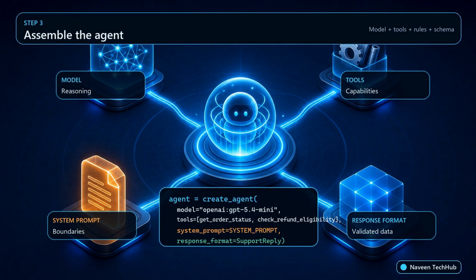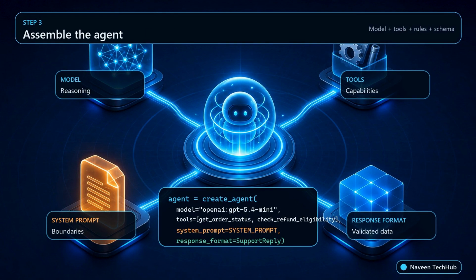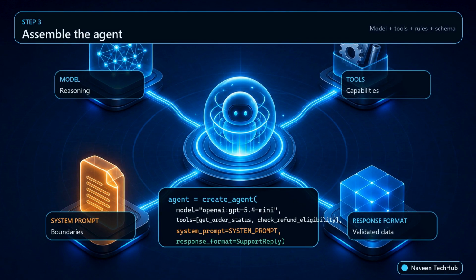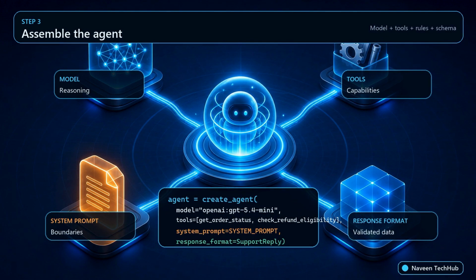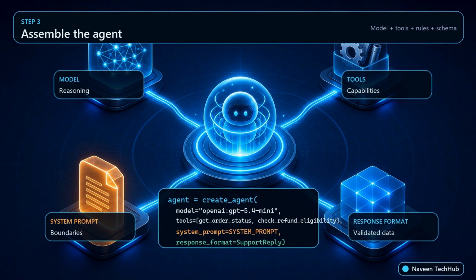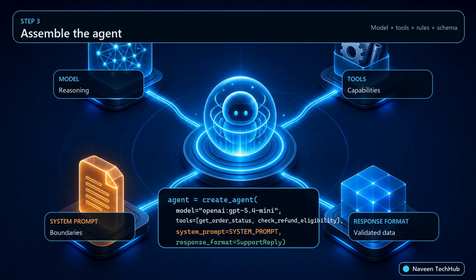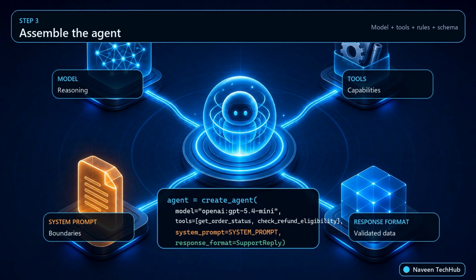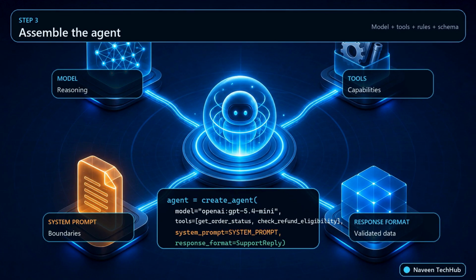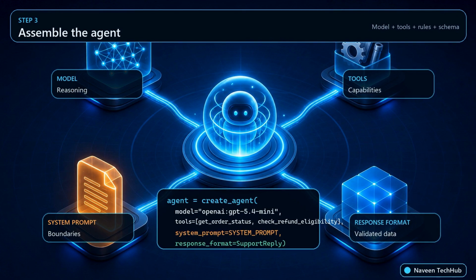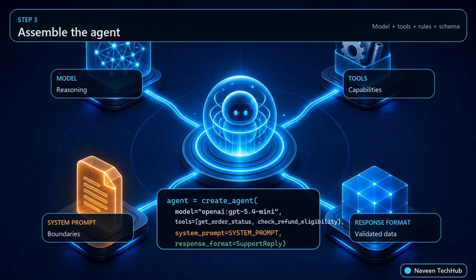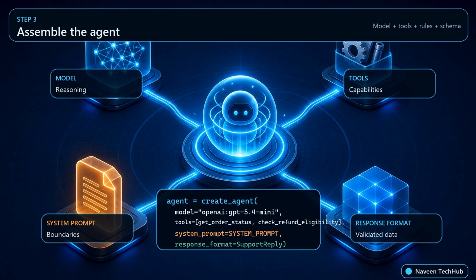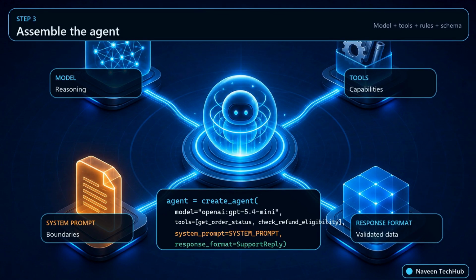Next, import Create Agent and pass four important things. The model does the reasoning. The tools define what the agent can do. The system prompt gives clear boundaries, especially this rule: never claim that a refund was already issued. Finally, response format asks for a validated Pydantic object with an answer and an action flag. LangChain chooses an appropriate structured output strategy based on the selected model's capabilities. This makes the result easier for application code to consume.